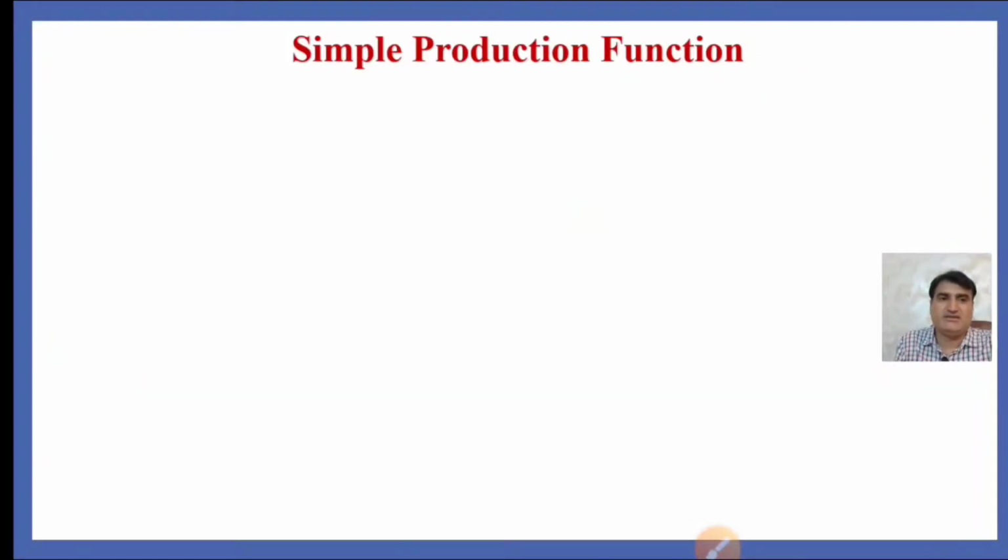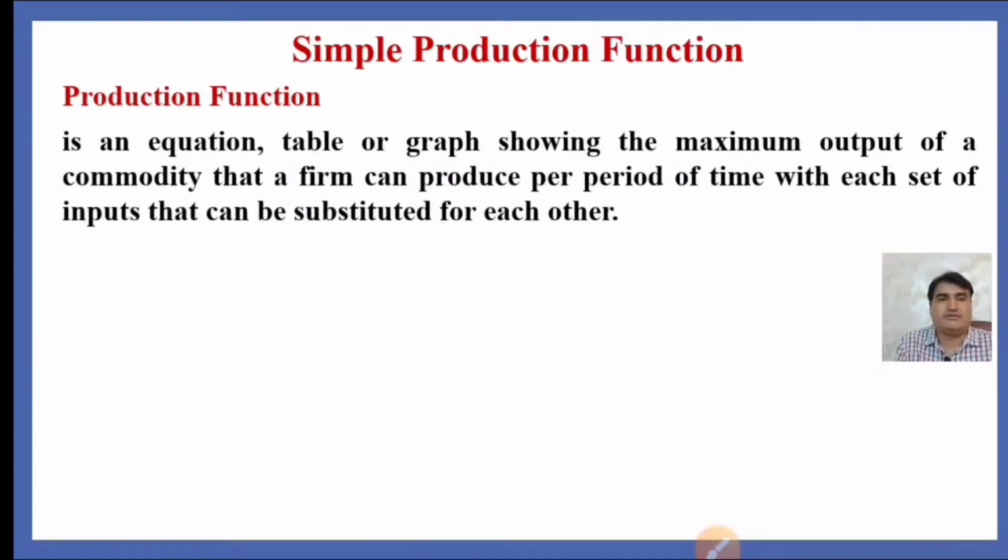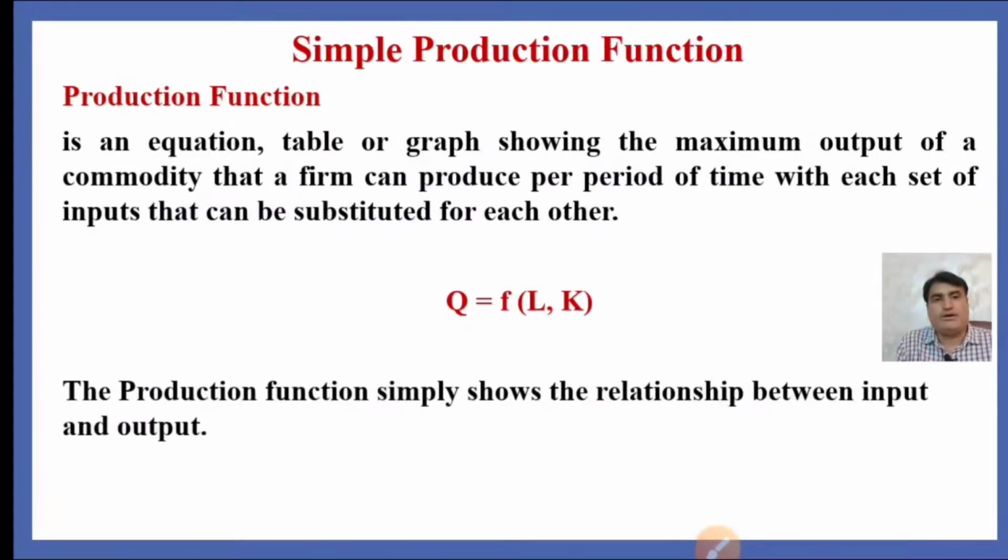What is simple production function? Production function is an equation, table or graph showing the maximum output of a commodity that a firm can produce per period of time with each set of inputs that can be substituted for each other. For example, output means Q. Q is a function of L and K. Here L means labor, K means capital. It means the output is a function of labor and capital. The production function simply shows the relationship between inputs and output.